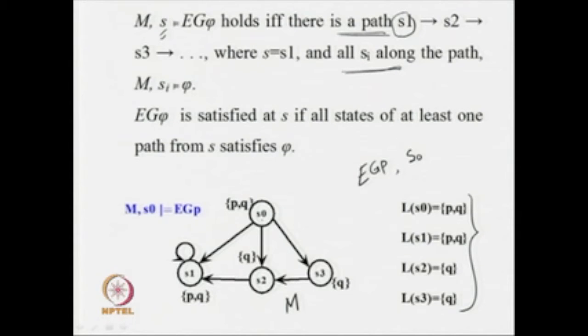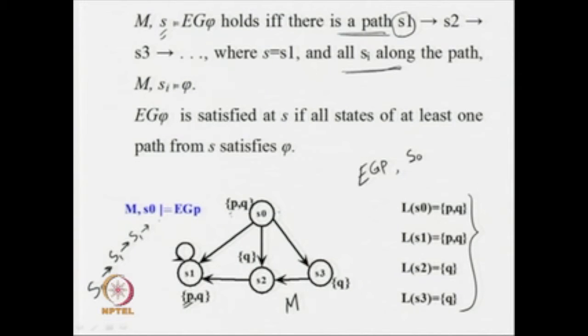Now, we are going to look for EG P. When we start from S0, we get a path to S1. In S1, we have seen that P is true. That means, when we go from S0, P is true, then we come to S1, again P is true, then it remains in S1 like that. In the execution trace from S0 to S1, S1 to S1, S1 to S1, everywhere P is true. But if you look into the second path S0 to S2 to S1, we will find that in state S2 P is not true. So, in this path globally P is not true.